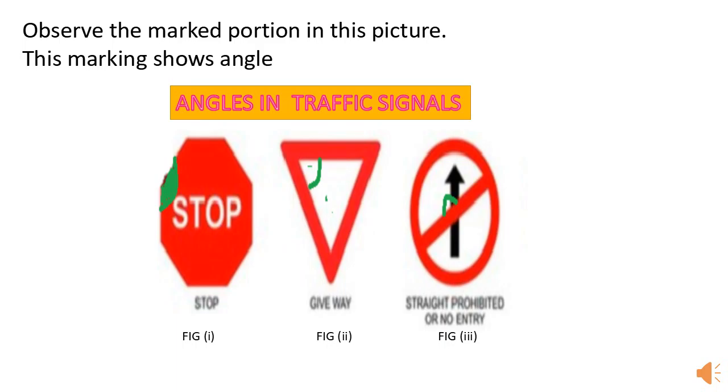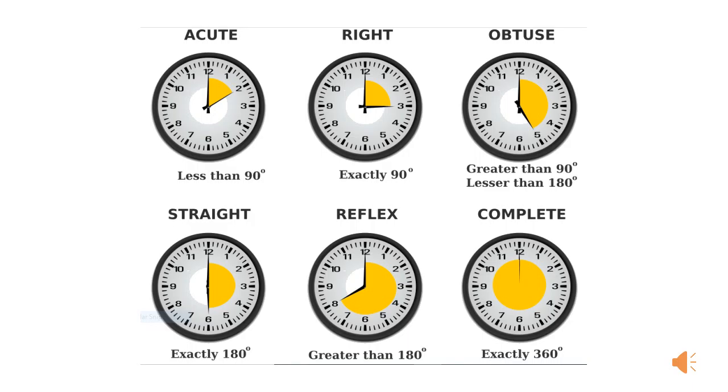Now come to the third figure. Do you know what message the third symbol gives? Yes, it says straight prohibited, that is no entry. Here the green angle marked depicts straight angle. Look at the clocks shown here. You need to see the angle, the marked portion which is shown in yellow color. This picture will give you a whole idea of all types of angles.